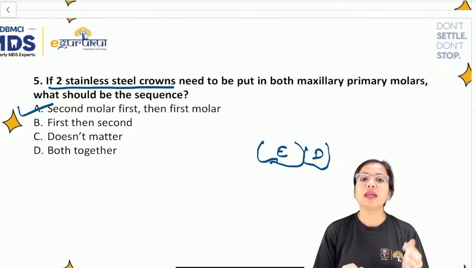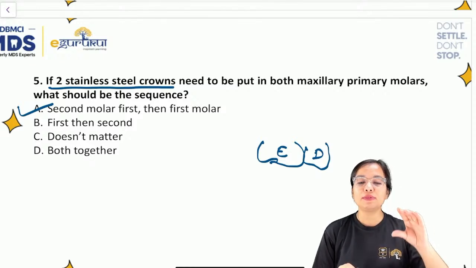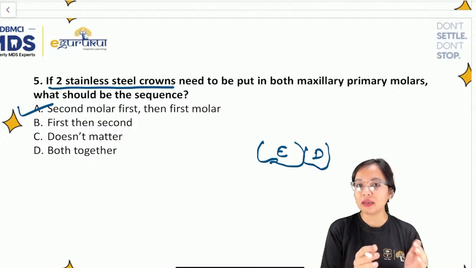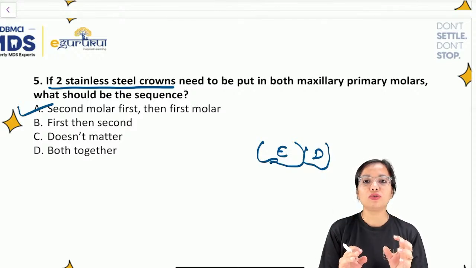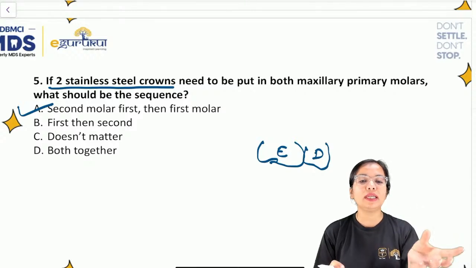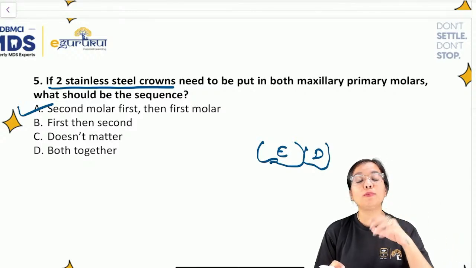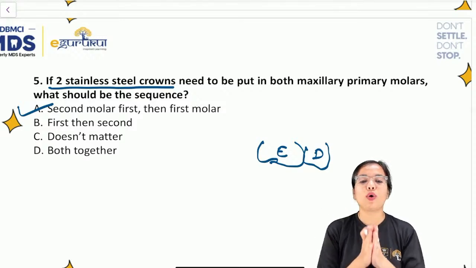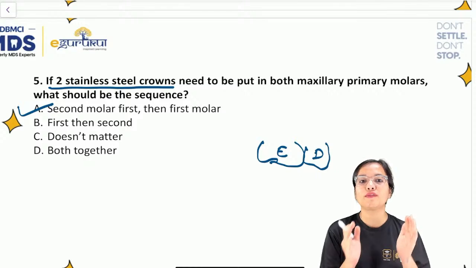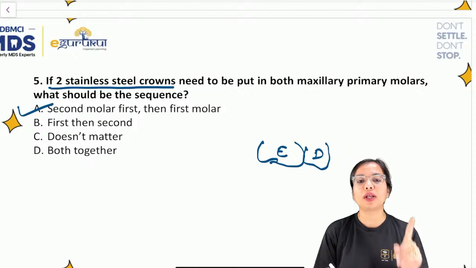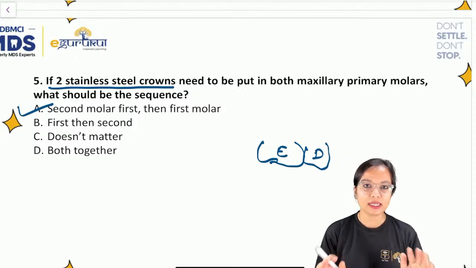The reason being, when you place the crown on the second primary molar, it helps in establishing an occlusion. The occlusion is established by the second primary molar. So you establish the occlusion by placing the crown on the second primary molar, and then accordingly you place the crown and do the adjustments on the first primary molar. So in order to attain the occlusion first, you place the stainless steel crown on the second primary molar first. Is it clear to you all?